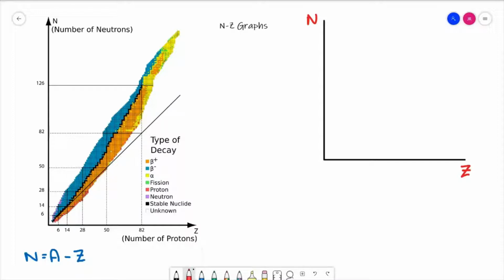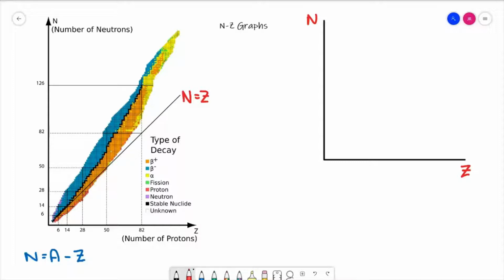Now the first feature that you can see on the NZ graph is this line here that comes at 45 degrees from the origin, and that shows you where the number of neutrons is equal to the number of protons. We're going to go through each of the decay modes in turn and see what effect that's going to have on our NZ graph. The coloured plots on the NZ graph show you all of the different nuclei that can occur.